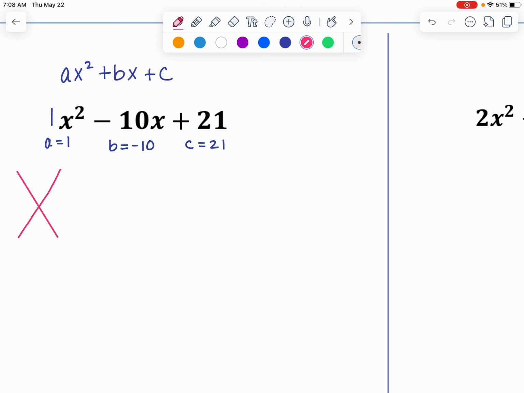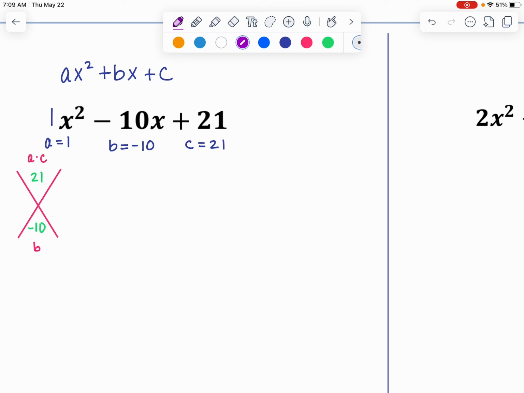So now I'm going to use these to help me set up big X. So I'm going to start by drawing a big X. And then the way that this works, we do A times C on top and B on the bottom by itself. That's how I always say it to remember, B bottom by itself. In this problem, A is 1, C is 21, so 1 times 21 is 21. And then B is negative 10.